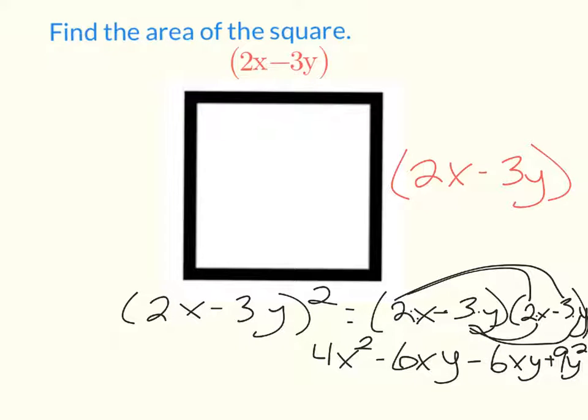And then we combine like terms. We have like terms right here. So my final answer is 4x squared. Negative 6 minus another 6, that's negative 12. Negative 12xy, we don't change those exponents here, and then plus 9y squared.